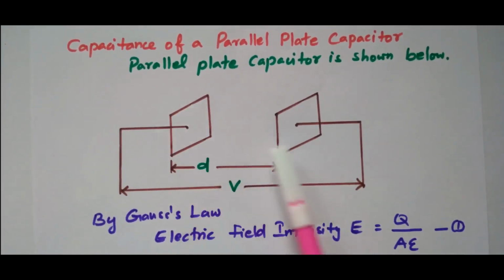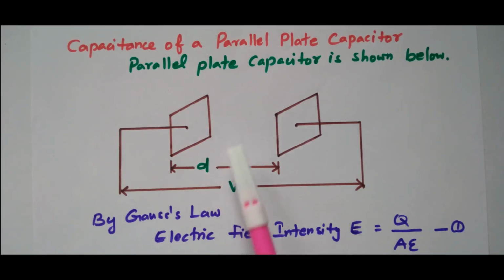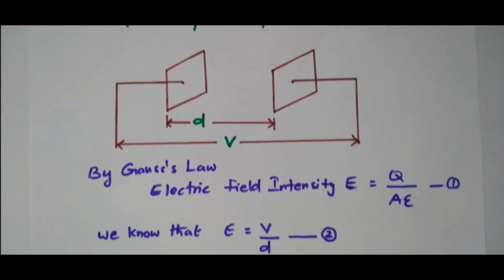So two plates are available, plate 1 and plate 2, placed parallel to each other. The dielectric is available in between the parallel plates. V is the applied voltage between the plates, and the distance between these two plates is d meters, right? The dielectric material is available here. So first we will see the derivation.